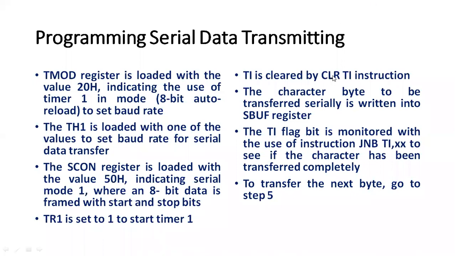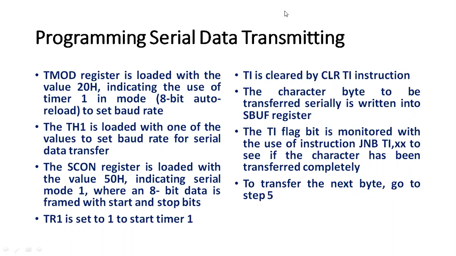This is step number 5. Transmit this bit will be set as a 1 so that it is cleared, then this will be continuous. We hope you understood the steps to be followed for the serial data transmission.